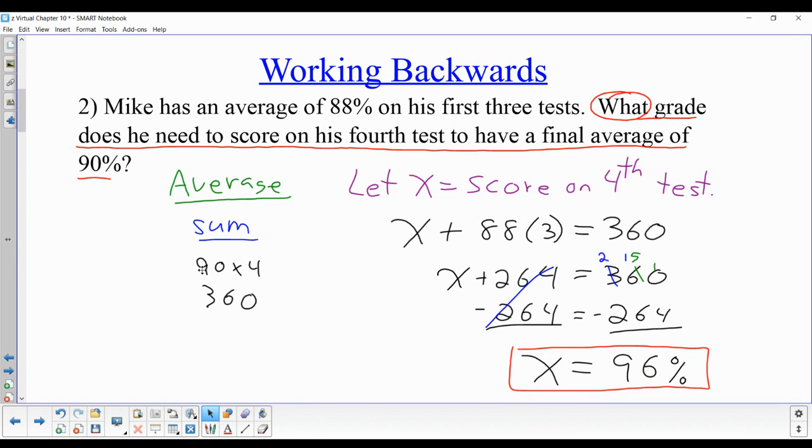So again, you find the sum of the total of all you have. Since you want 4 tests, you find the sum of all 4 tests, then add all your tests together, make it equal what that sum is, 360. Solve the equation and you have the missing piece of data.